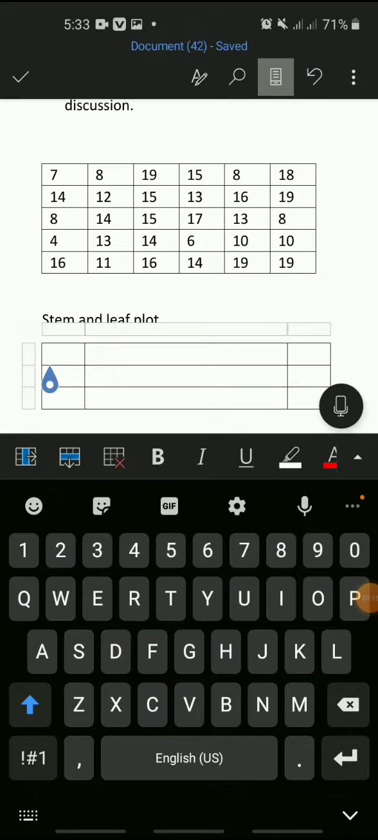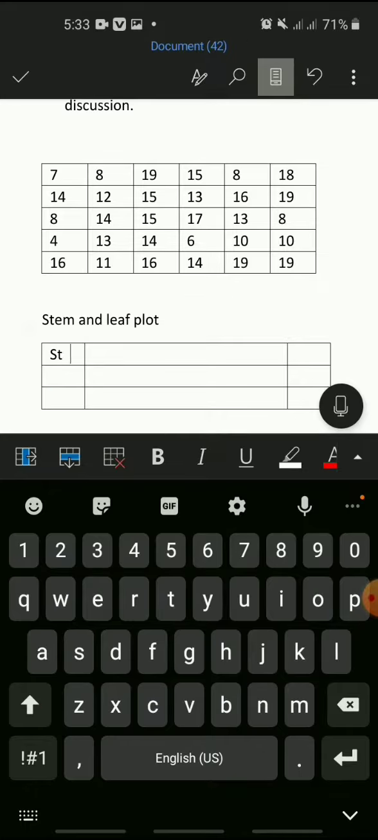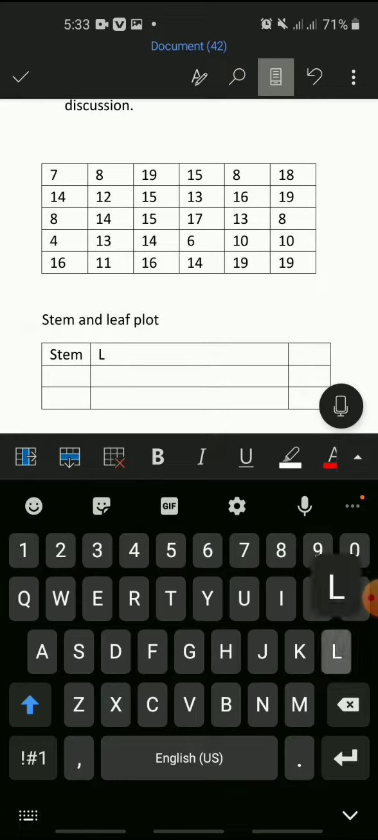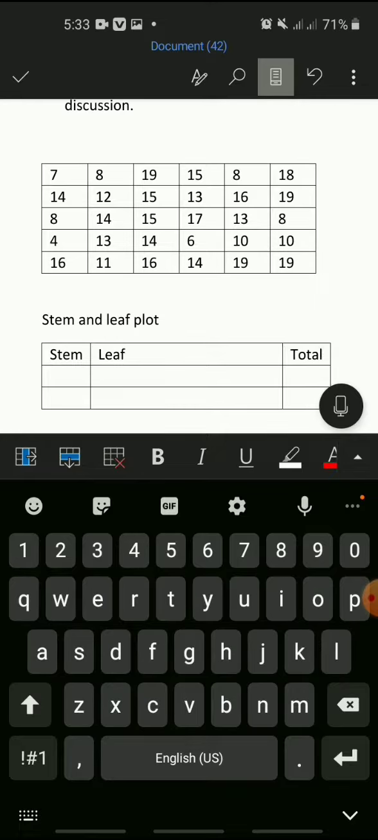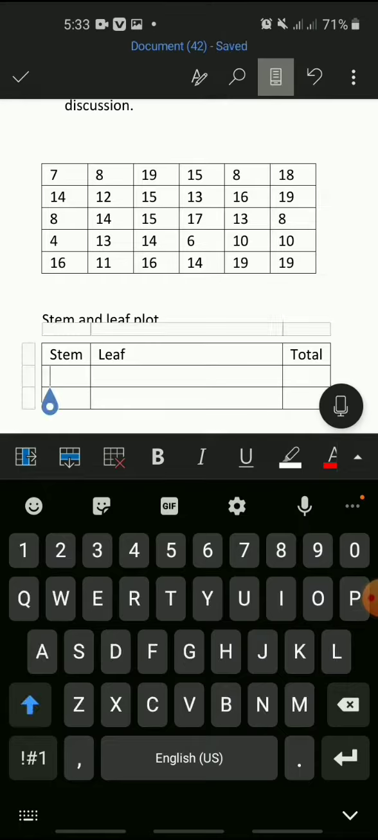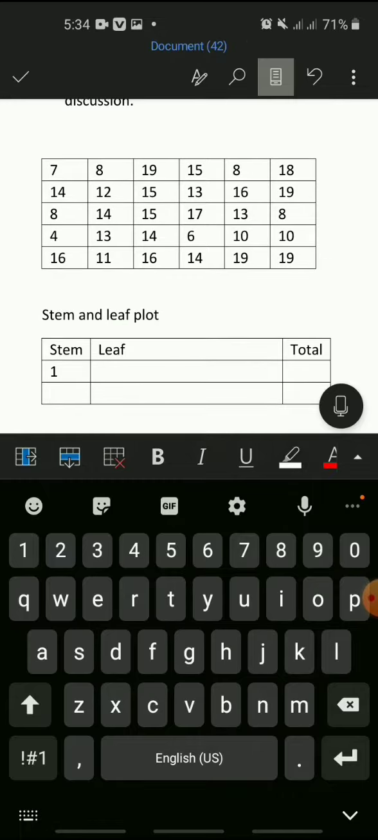So we put a stem here and then the leaf and then the total. So here we put the stem of the number. For example, a number like 9, the stem is 0 and the leaf is 9. For example 13, the stem there is 1 and the leaf is 3. So that's the stem and leaf plot. So here we put 1 and 0.